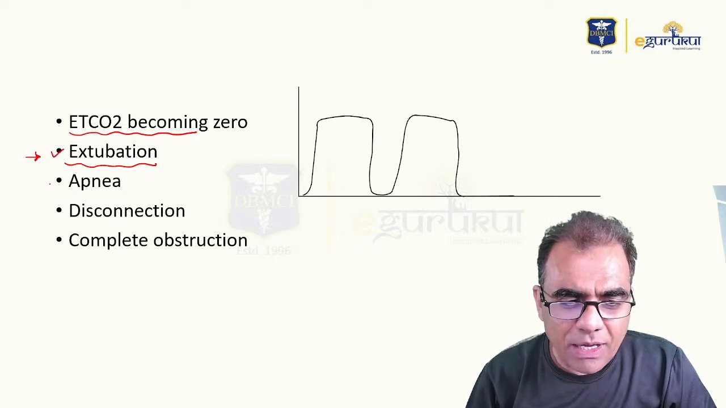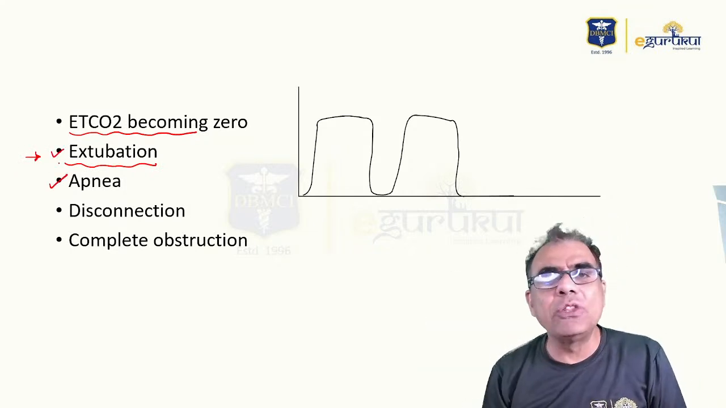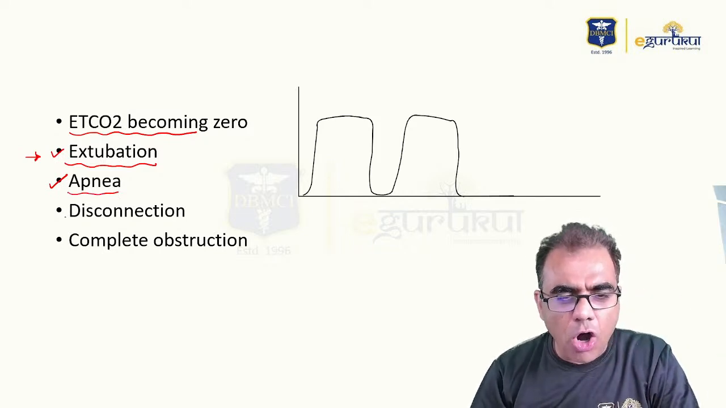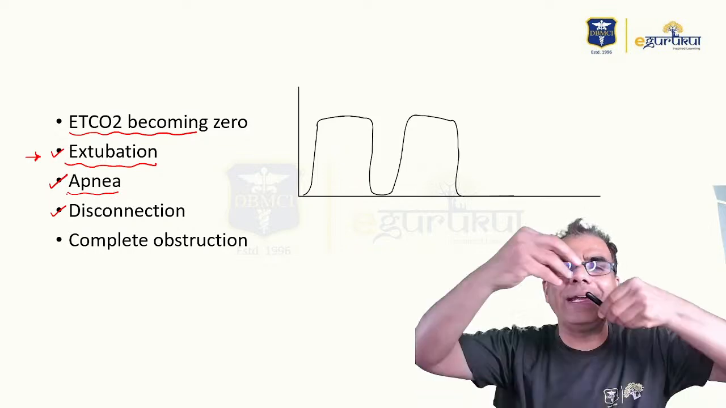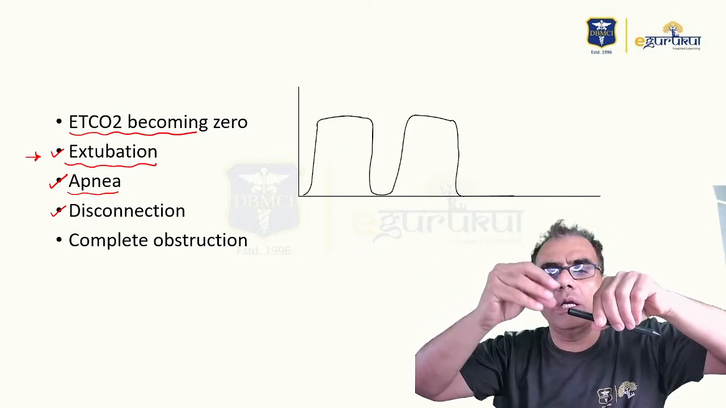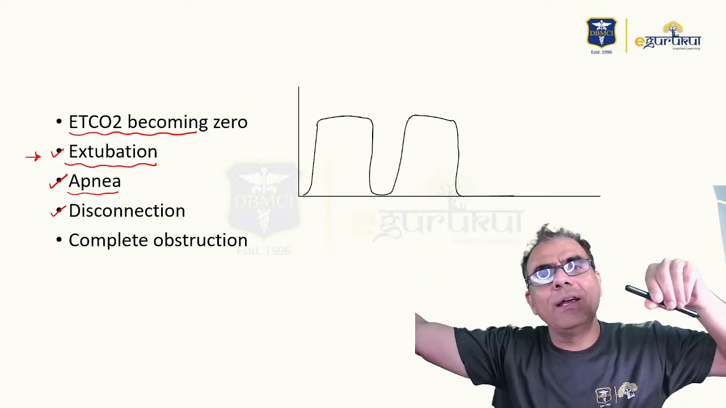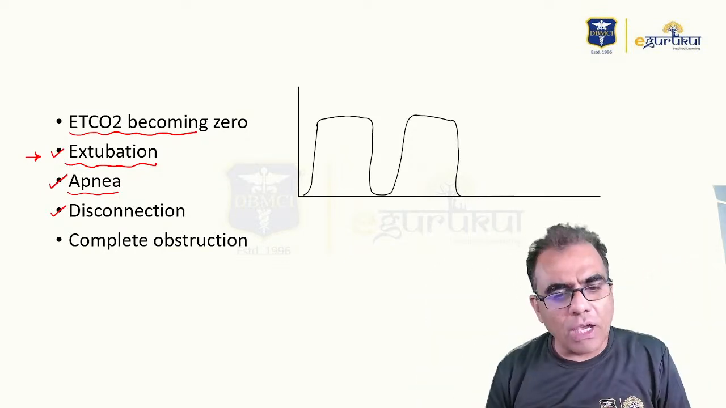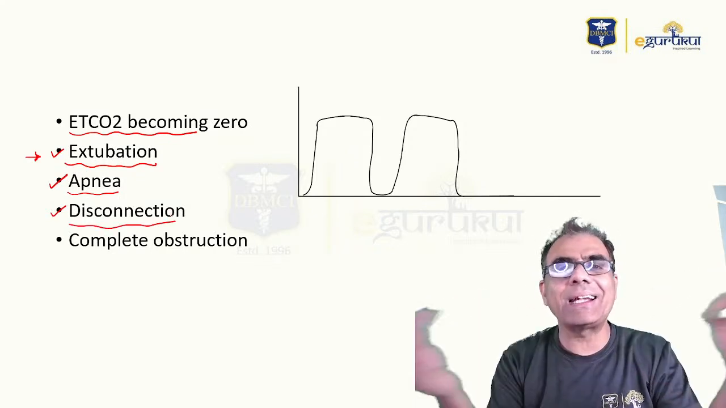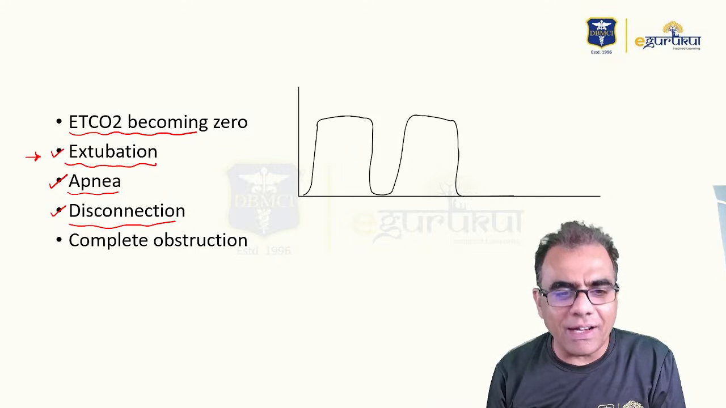Then if there is apnea, means there is no ventilation, means no CO2. So again, it will become zero. Or if the tube gets disconnected from the circuit, how will your CO2 reach the circuit and reach the monitor? So again it will become zero, because this is also dangerous. If the tube is disconnected from the circuit, means the patient is not getting ventilated.